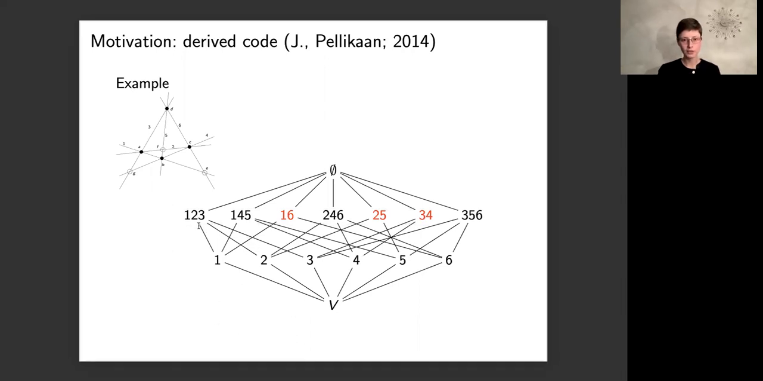So for example, if I take 1, 2, 3, that means that the lines 1, 2, 3, where 1 is over here, 2 is over here, and 3 is over here, go through the same point.